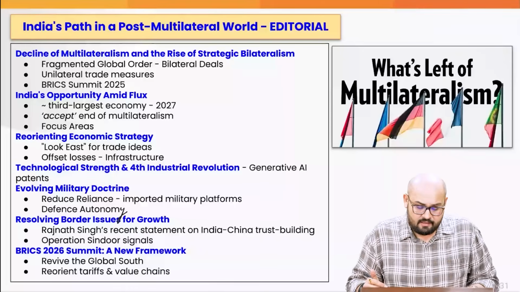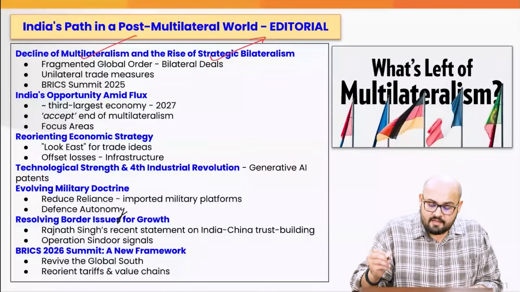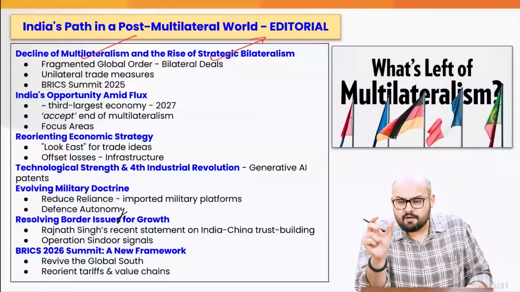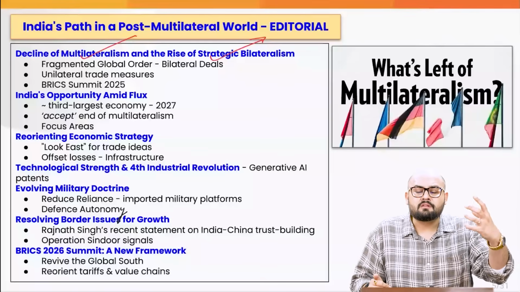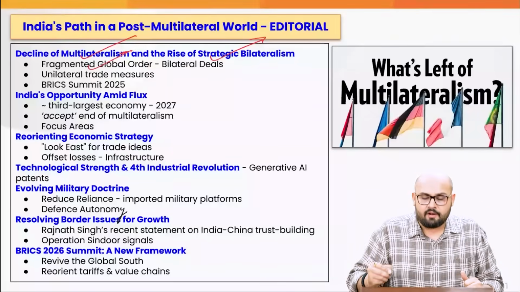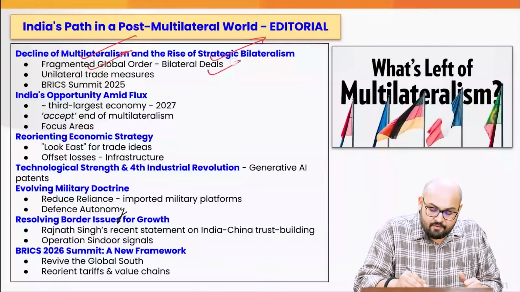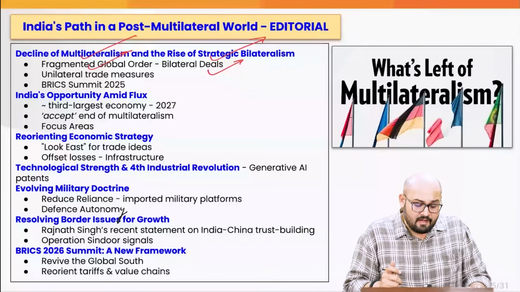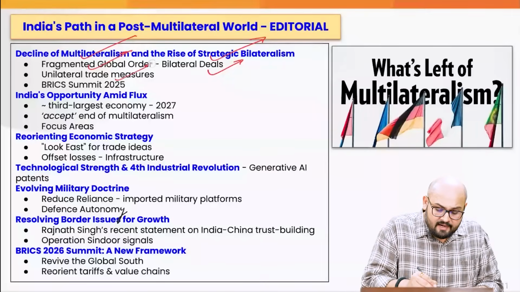What the author says is that there has been a decline of multilateralism and the rise of strategic bilateralism. Rise of strategic bilateralism. Important keyword you should use in the answers. There has been a decline of institutions like the United Nations, and it has led to a fragmented global order. Countries, especially like the US, are now focusing more upon bilateral deals, not these setups like the WTO. Next aspect is that countries, especially the US, are now having unilateral trade measures.